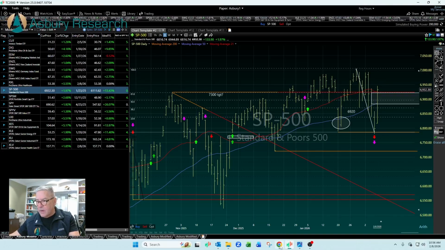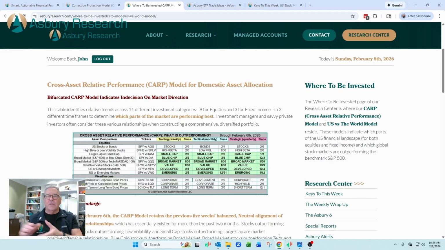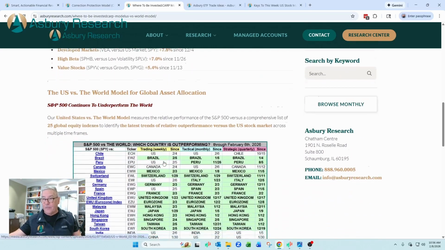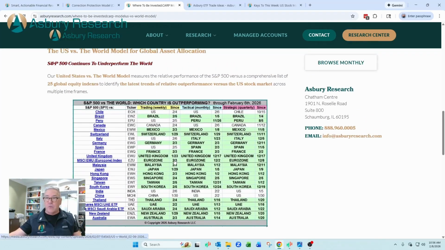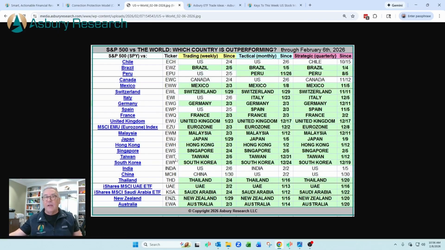Going back to CARP, that's what this is showing us. There's really not a clear trend where all of the relationships are defensive or all of them are offensive. And we do the same here for fixed income. Down below it, we have the US versus the world model. What that does is it measures the relative performance of 25 different global equity indexes against SPY. And we have them broken down into geographic regions.